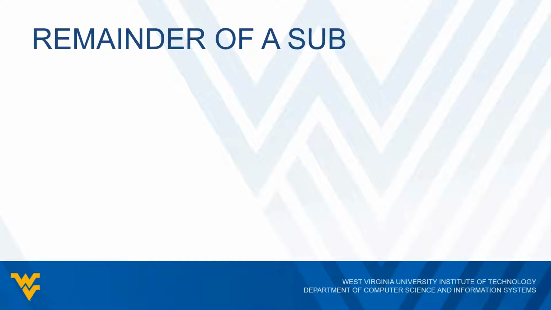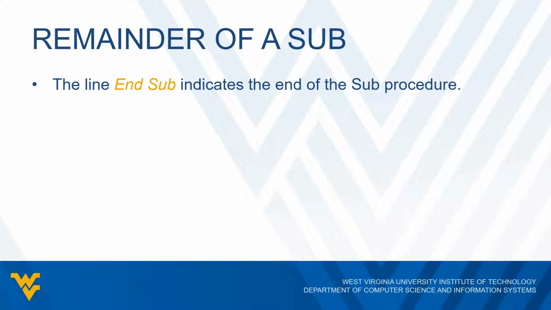Now there is more to the sub than just the heading part of it. So we have the line End Sub, and this simply indicates the end of the sub procedure. This will always be the last line of the sub. Whenever we get to this line, think of it like a return statement in other programming languages that says we're done with the sub, so now we can go back to whichever method or sub called that particular sub.